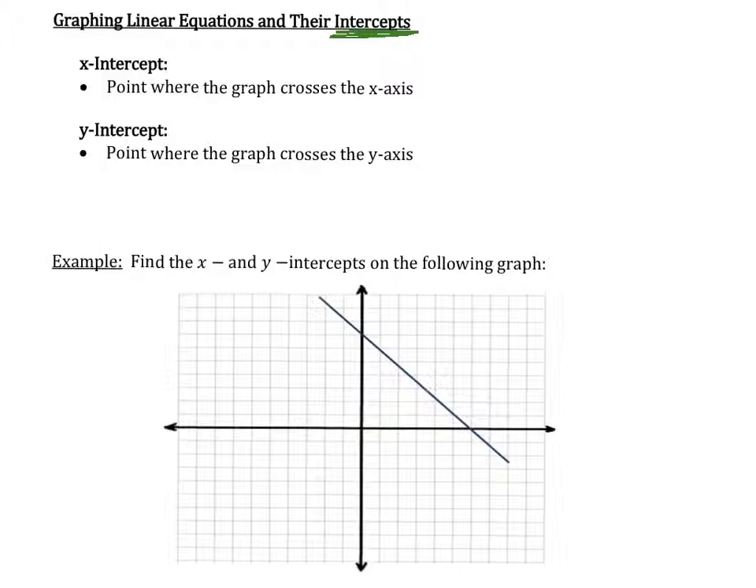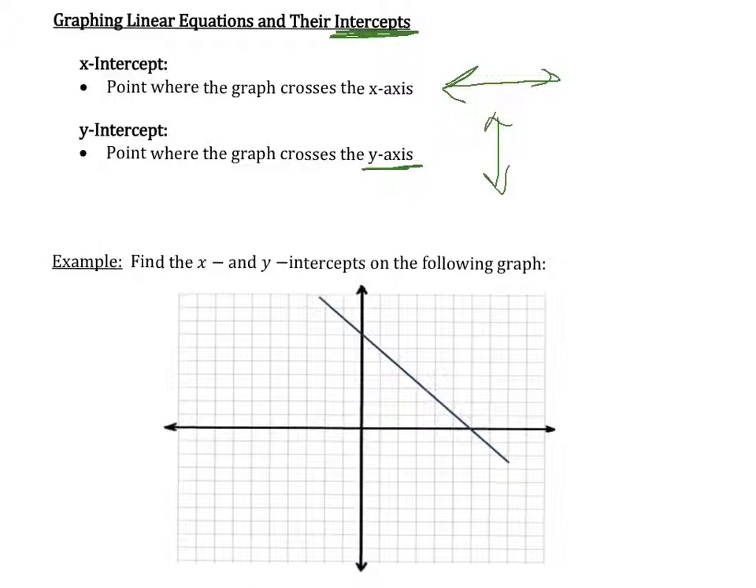And remember, your x-axis is your horizontal axis, going left to right. So I want to know what point my graph crosses my x-axis, and that is what I'm going to call my X-intercept. And likewise, a Y-intercept is the point where the graph of the line that we're going to be drawing crosses our y-axis. And remember, your y-axis is your vertical, up and down axis.